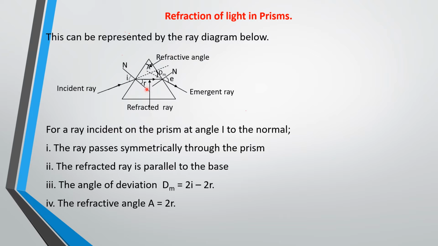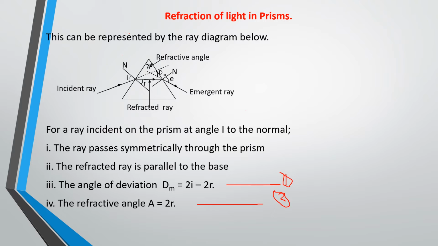For a ray incident on the prism at angle i, the angle of incidence to the normal, the ray passes symmetrically through the prism, because the ray divides the prism into two. The refracted ray is parallel to the base. Then the angle of deviation is equal to 2 times the angle of incidence minus 2 times the angle of refraction. The refractive angle is equal to 2 times the angle of refraction. These two are very key, so take note of them.